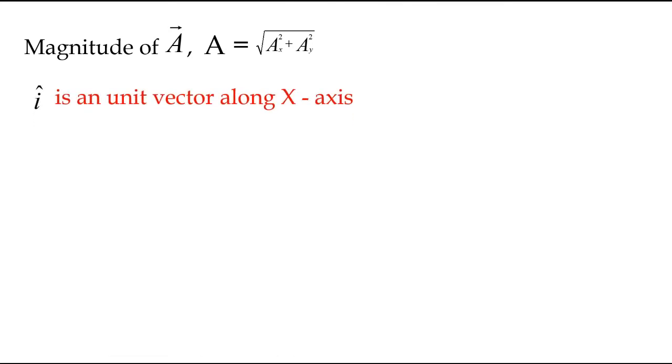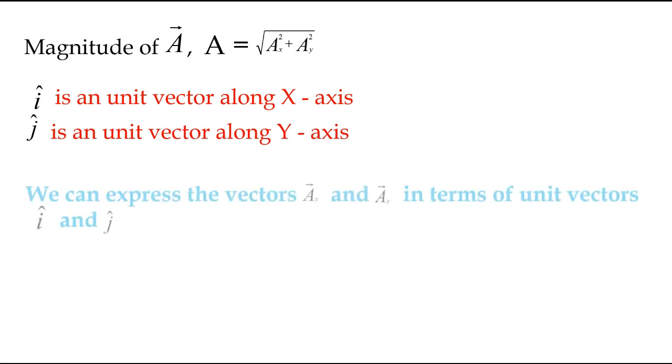We can also express these vectors in terms of unit vectors. Suppose this is i cap. i cap is a unit vector along the x-axis. Cap is the symbol for a unit vector. Unit vector means its magnitude is always 1. j cap is also a unit vector, along the y-axis. So j cap has magnitude 1 and its direction is along the y-axis, while i cap is a unit vector along the x-axis.